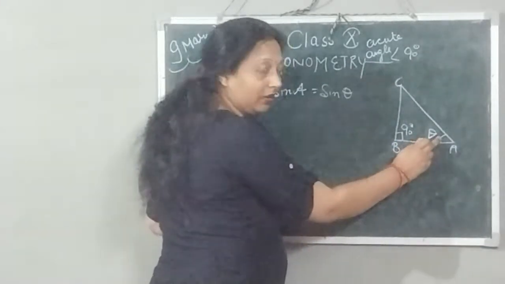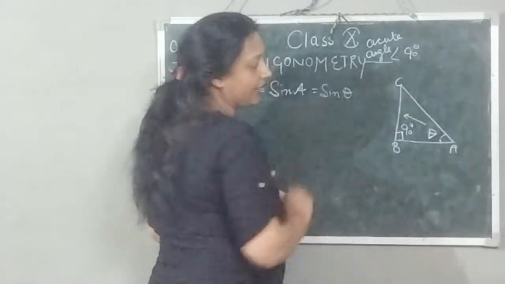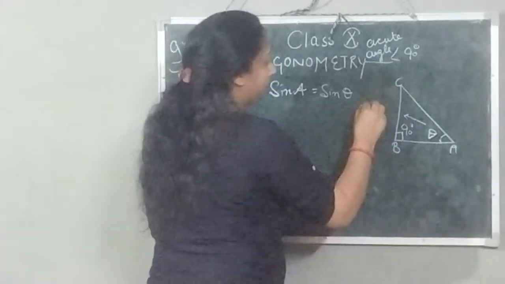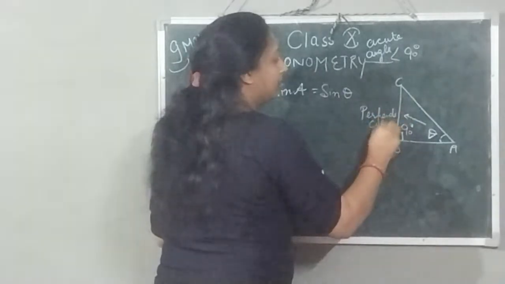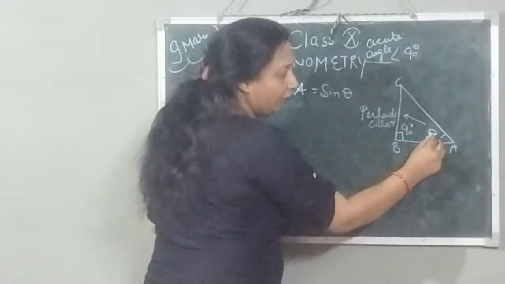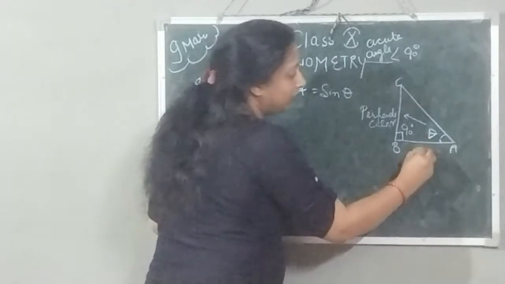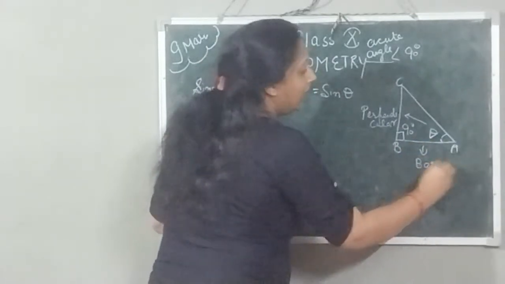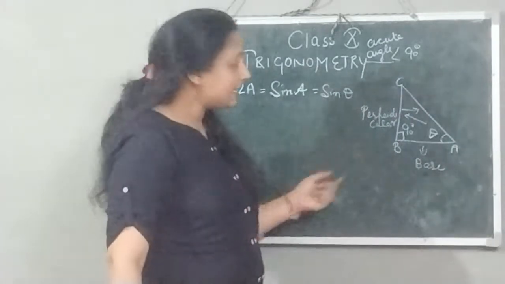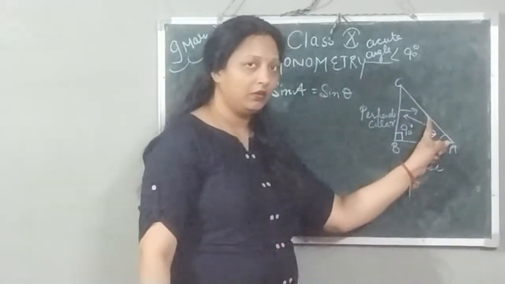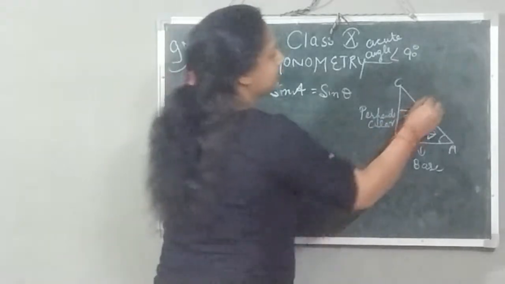For this angle, this side is the perpendicular. With the angle, this side is called the base, and the side in front of the right angle is called the hypotenuse.